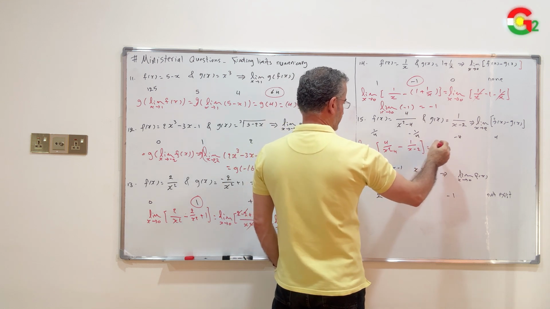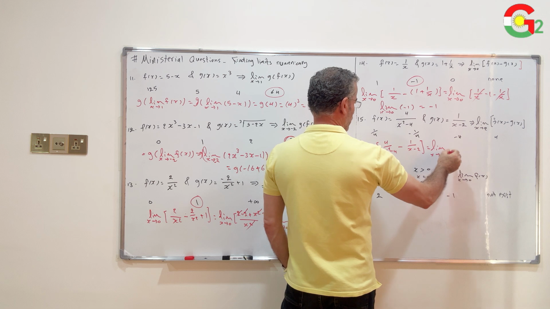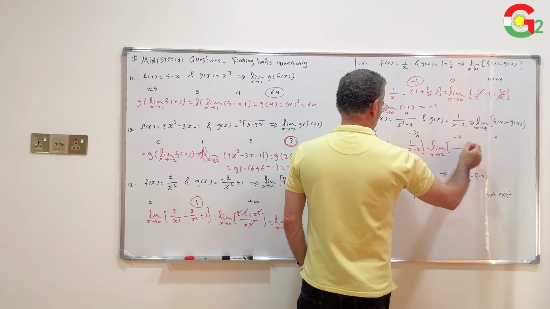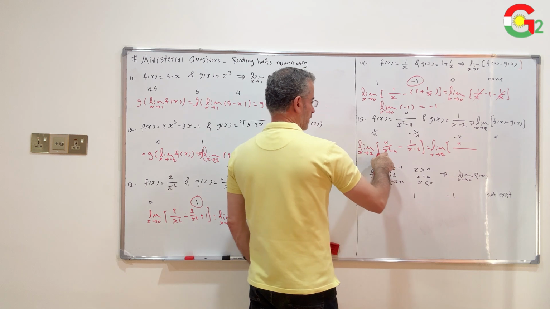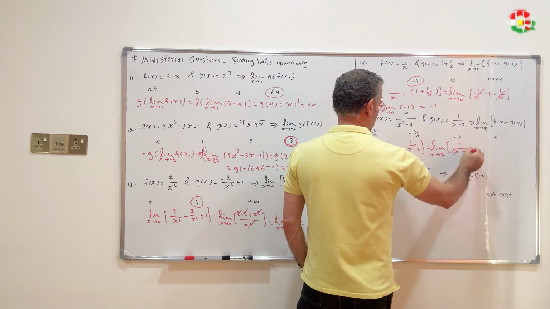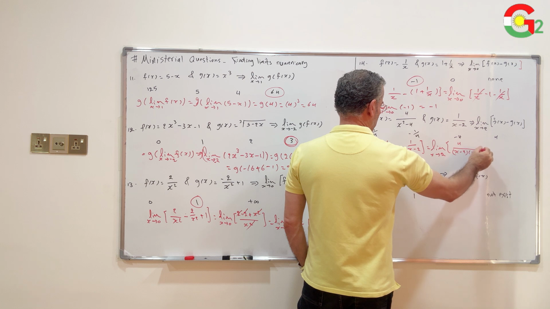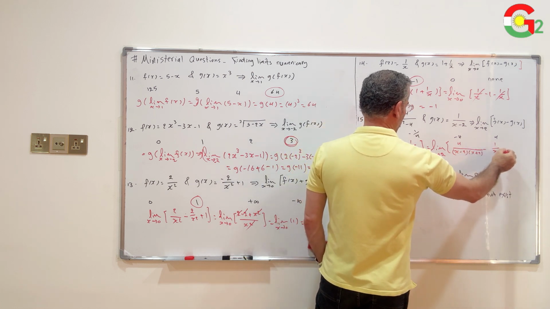equal to the limit as x approaches 2 of, analyze the denominator of the first fraction, a difference of squares, x minus 2 times x plus 2, minus 1 over x minus 2.